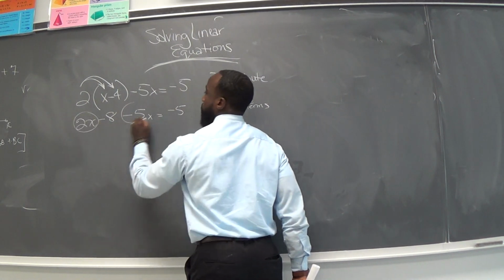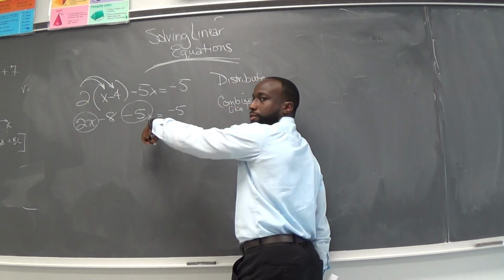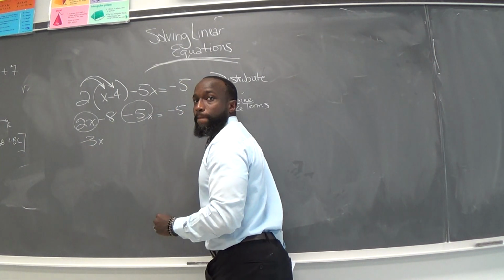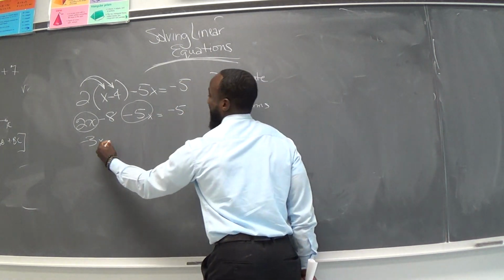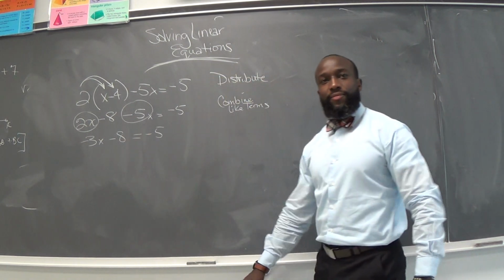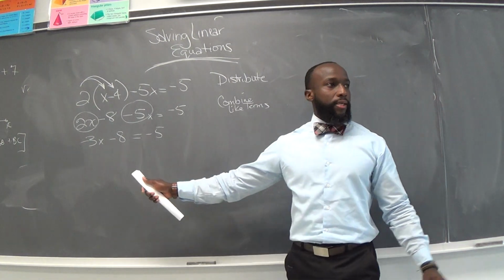So we're going to combine this 2x and this negative 5x. So that's 2 minus 5x, which is going to give us what? Negative 3x. Can you just slow down just a little bit? Okay. Negative 3x minus 8 equals negative 5. Okay? Alright? So, the next thing.